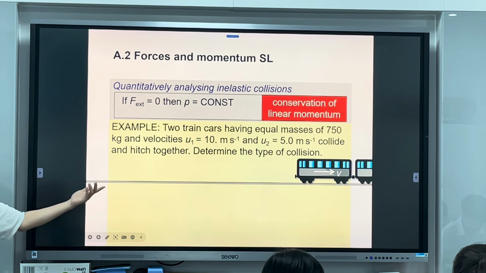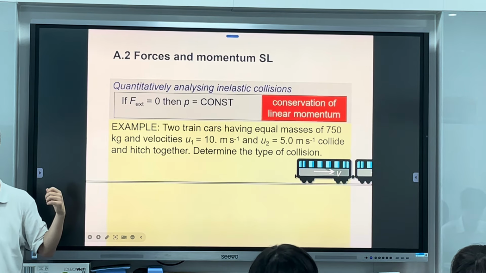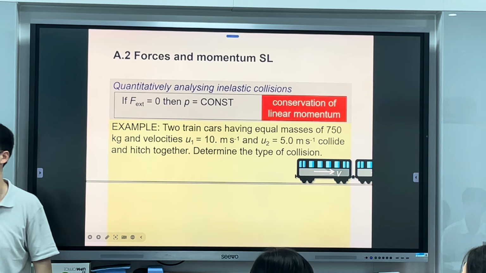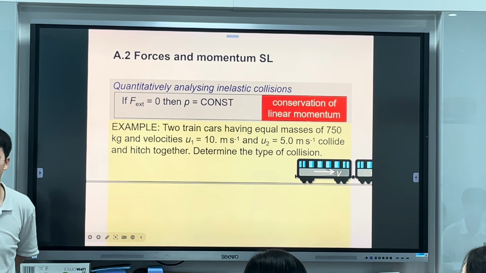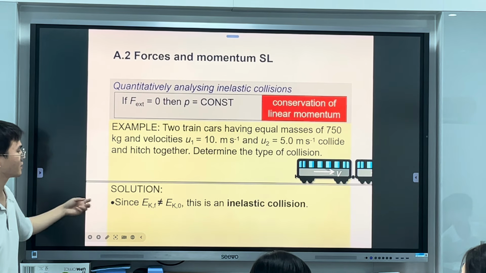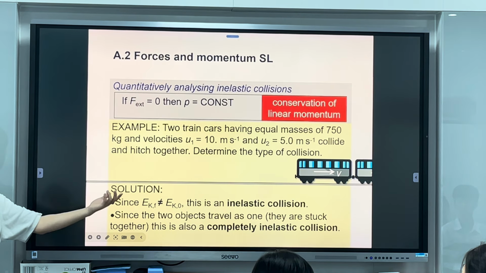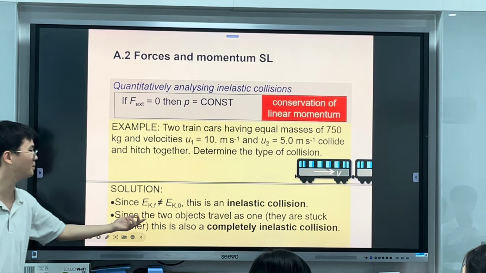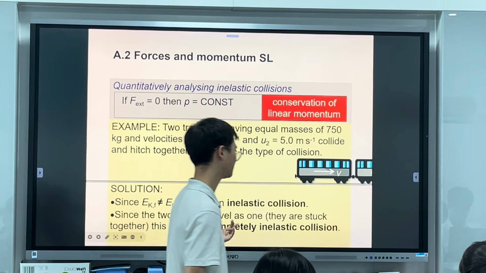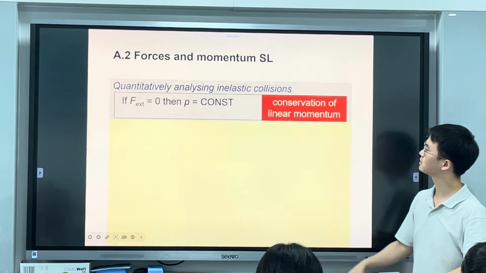inelastic collision. But if you give me just inelastic collision, you will lose half of the points. Why? It's a completely inelastic collision, because they stick together after the collision. So first of all, this is an inelastic collision because there's energy loss. Kinetic energy is not conserved. Second, because they move as one after collision, it's a completely or perfectly inelastic collision.